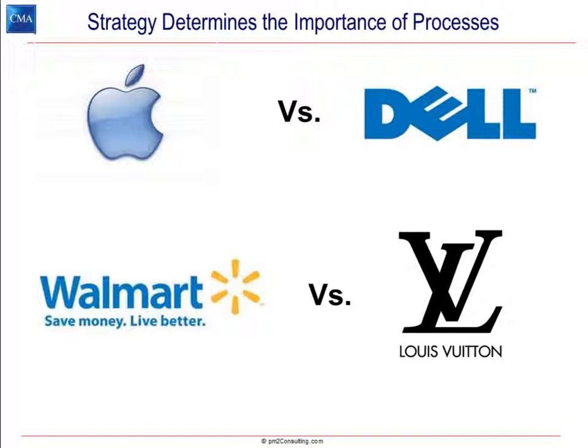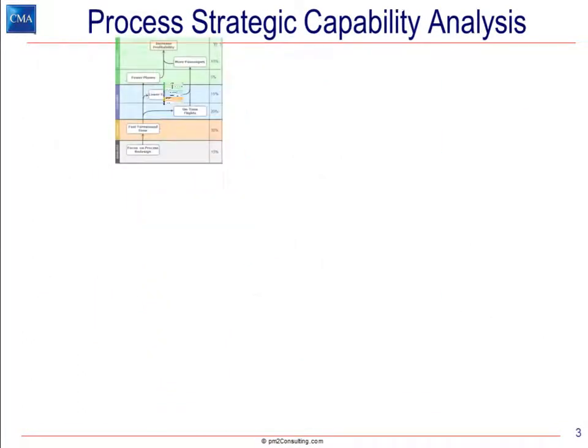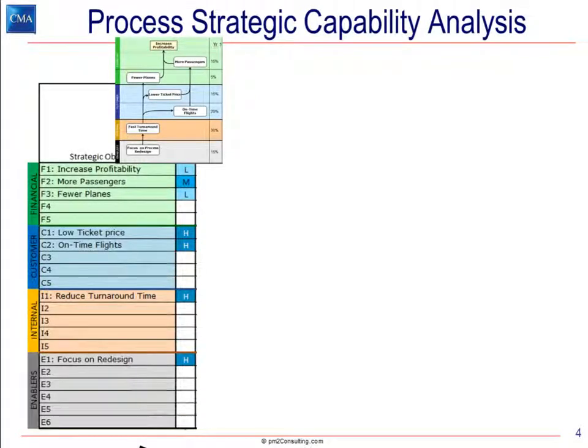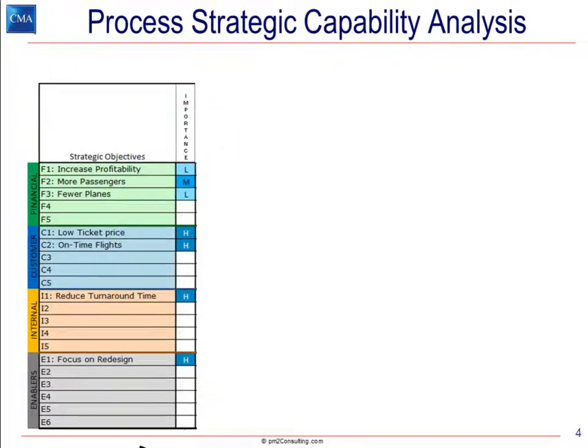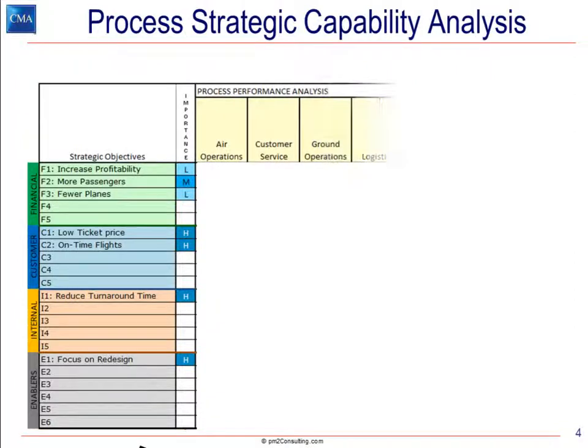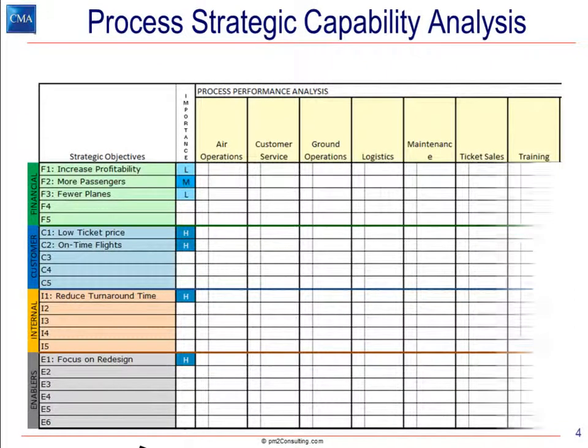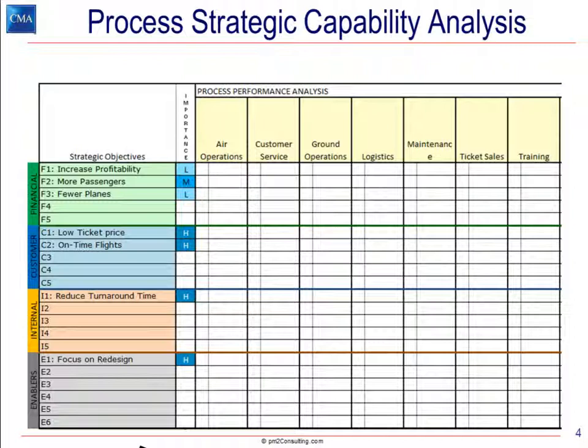So it's important that we learn how to understand what our strategy expects from our processes and how well our processes meet those needs. To do that, we're going to take our strategy map and list the objectives down the left side of a matrix. Then across the top, we're going to list your core processes. And then we'll be able to rate and rank the impact and performance of each process against each strategic objective.